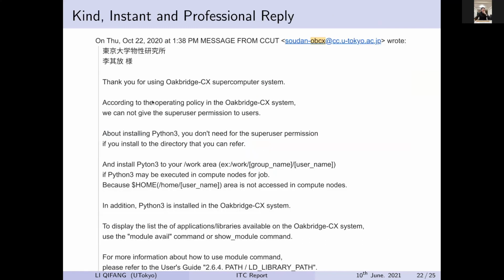And I applied for the usage plan. And I think that one of the merits of the Oakbridge system is that I can always get an instant and professional reply from the consulting staff. And this is an example. I once asked the consultant how to install a Python package in the Oakbridge-CX system, because at first I encountered a problem that I did not have permission to do so, unlike my own personal computer, because it is a supercomputer system. And the staff replied kindly, and he provided me several solutions to this problem, and it solved my problem perfectly. And I'm very grateful for the kind help from the consulting staff. I can hardly imagine how I could continue my research without the help of the consulting staff.